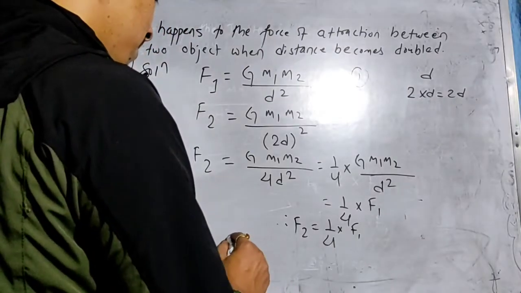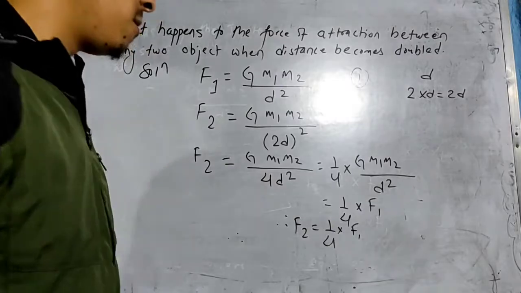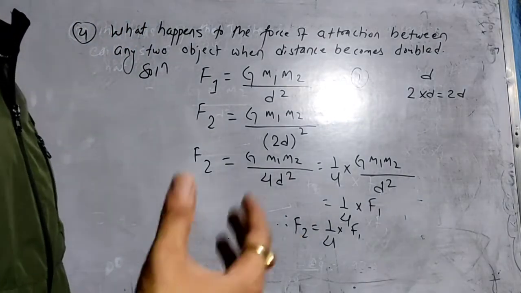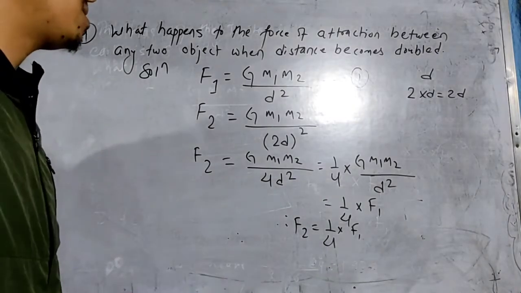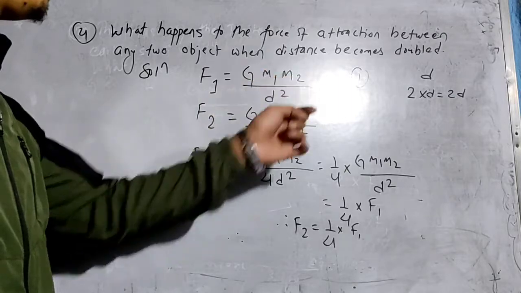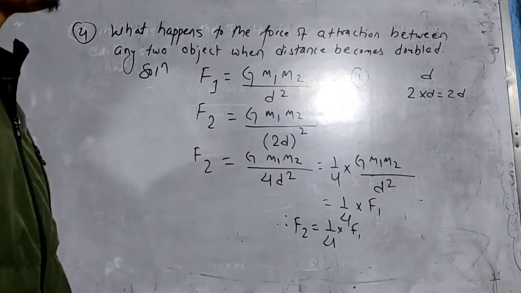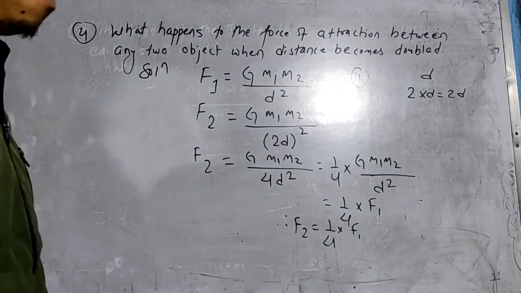What does it mean? It means that the force of attraction decreases by 4 times. Like simply, the new force of attraction is just 1 by 4 of the initial force. And you also know from basic concept, when the mass increases, the force of attraction increases, and when distance increases, then force of attraction decreases. And the same is happening here.